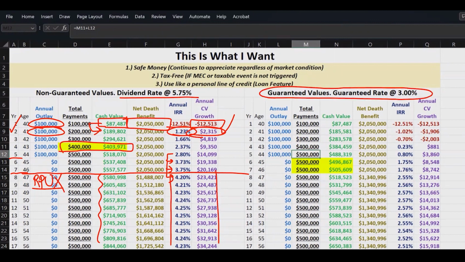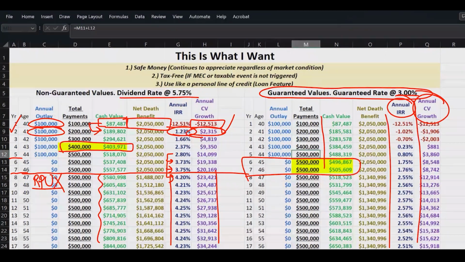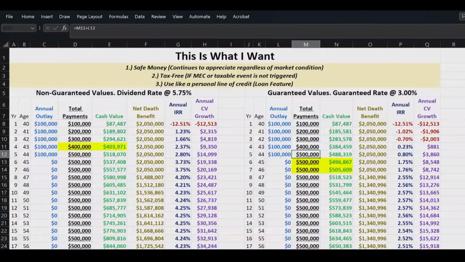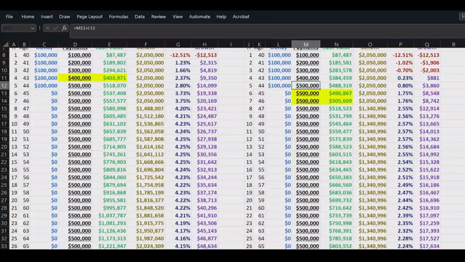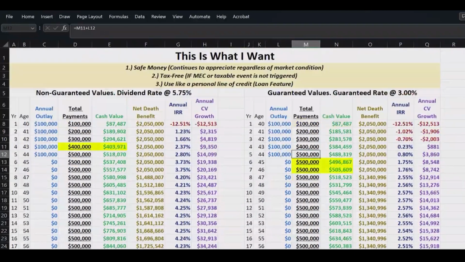Preparing for a worst case scenario, guaranteed values. So here we've got a guaranteed rate at 3%, internal rate of return, cash value growth in the dollar amount, break-even point between years 6 and 7, very close by year 6. There's our IRR, there's our annual cash value growth. And again, this is on an annual basis, so I can ask the question, what did my money grow by this particular year? I see exactly what it is. Okay, great, move on.